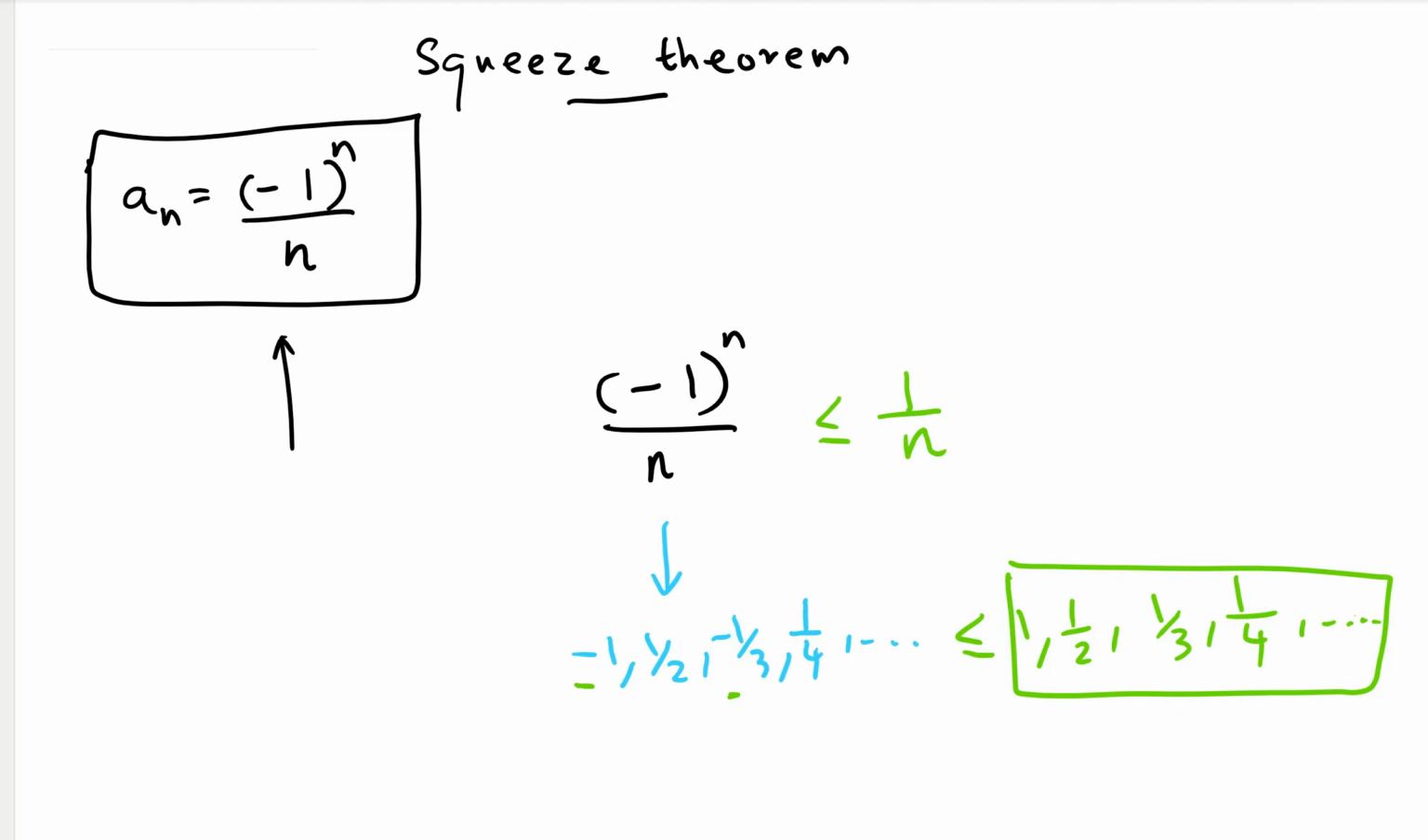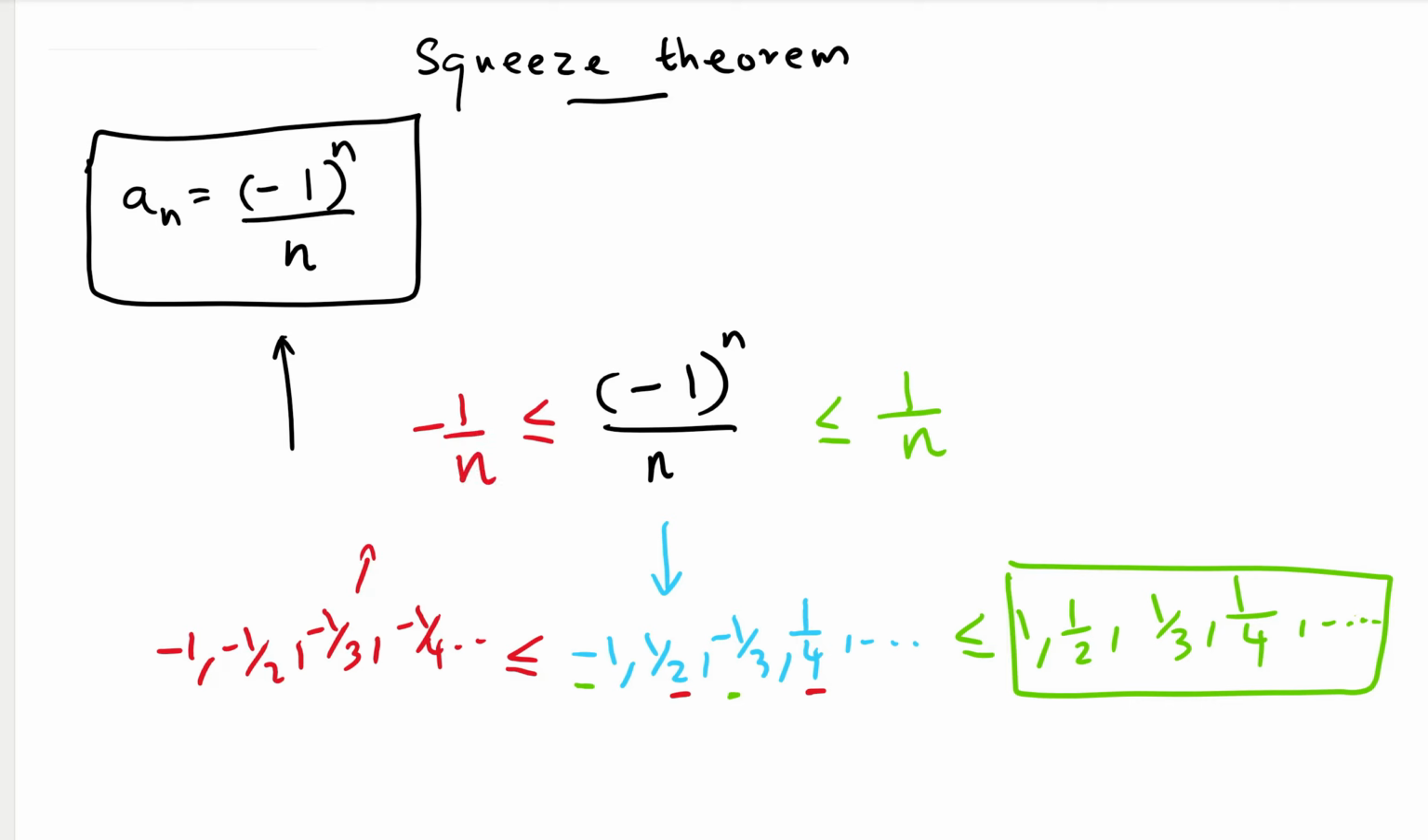Now I'm going to create another sequence. This time, this new sequence is smaller than or equal to the given sequence. How can I construct such a sequence? What do you think? Now I'm going to turn these positive terms negative. So I'm going to keep negative 1 because it can be equal. I'm going to turn 1/2 to negative 1/2. I'm going to keep negative 1/3. I'm going to convert 1/4 to negative 1/4, and so on. So what's this new sequence? Negative 1 over n, right?